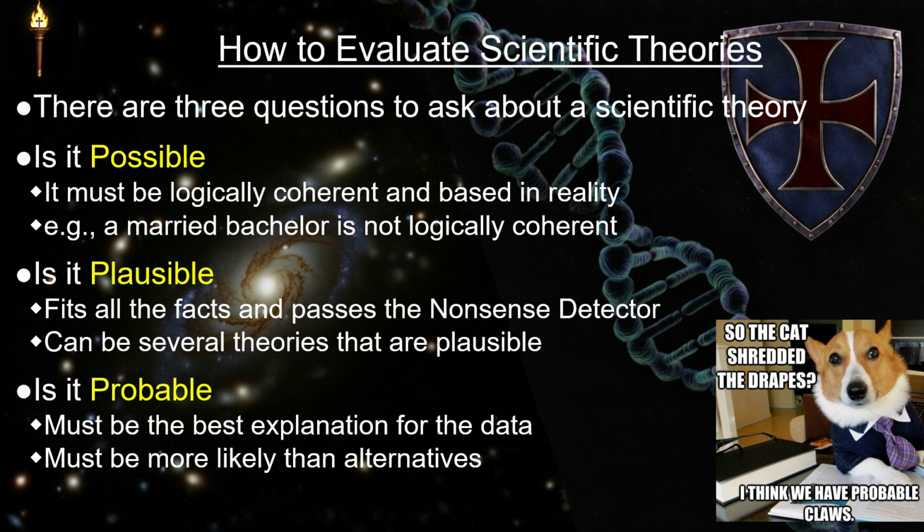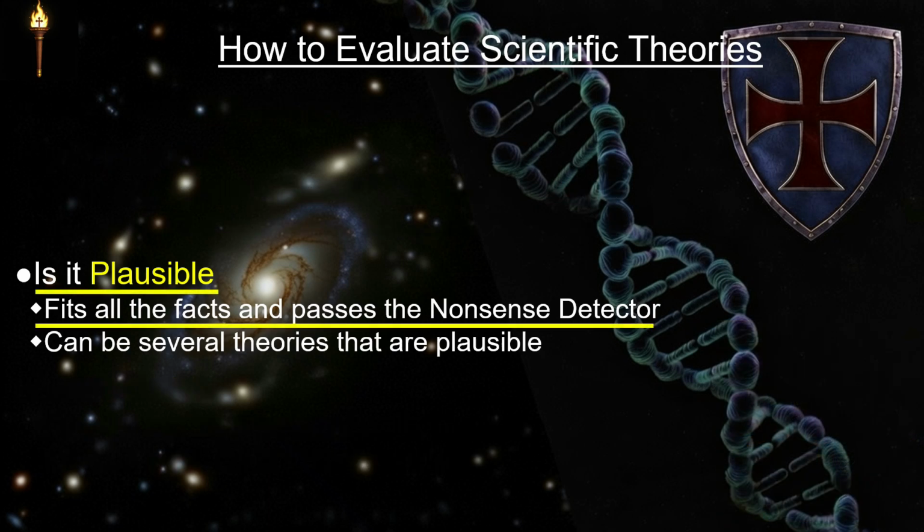For example, if we were to talk about possible theories, we would look at theoretical physics. Theoretical physics is math, and they build models. Those models could be real, but they may have models that don't match reality too. So, is it plausible? We introduce facts about reality, and we exercise the nonsense detector. That's where we're focusing today. We're asking, is undirected macroevolution plausible? Does it fit all the facts, and does it pass the nonsense detector?